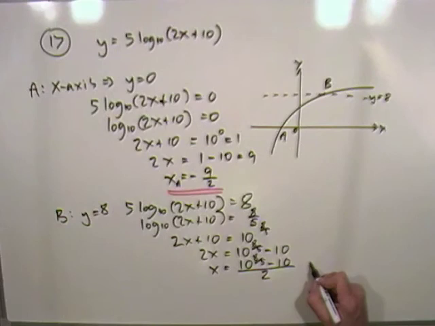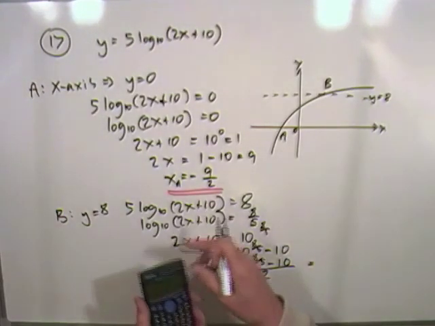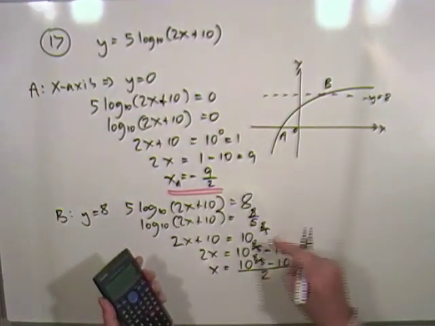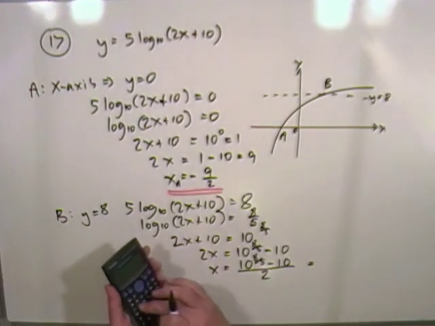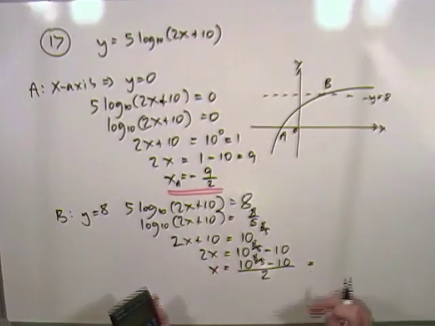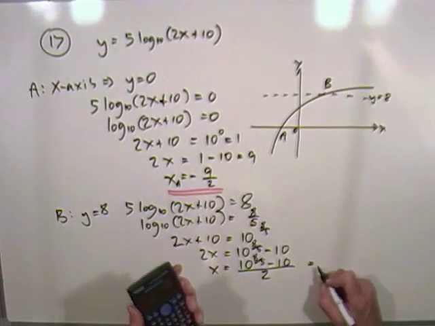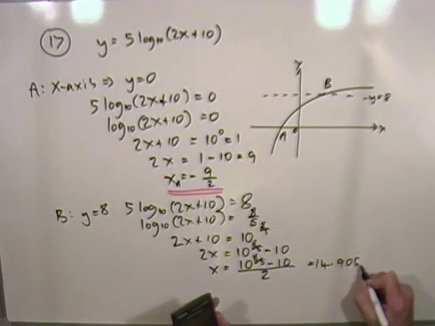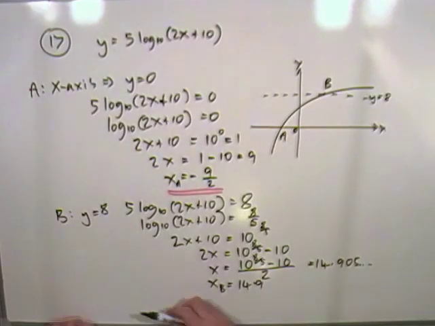Hopefully this will show, or maybe I've got room over here. Now you can just do that in your calculator, because the opposite of the log button is the 10 to the x button. So you just enter that in as shift 10. So you enter that all in, and there it is. Answer comes out as 14.905, which means x of B is going to be, just call it 14.9. That's the end of that question.